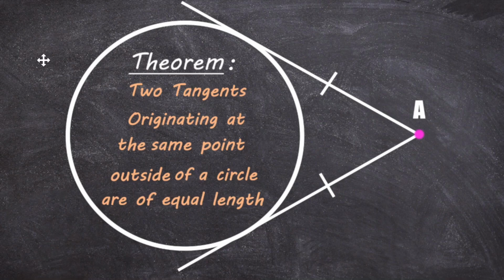In this video, we're going to be looking at another circle theorem, the one where two tangents, these two, originating at the same point outside of a circle, this point here, are of equal length. Now, what do we mean when we say that the tangents are the same length? Let's reconstruct the setup to show exactly what I mean.